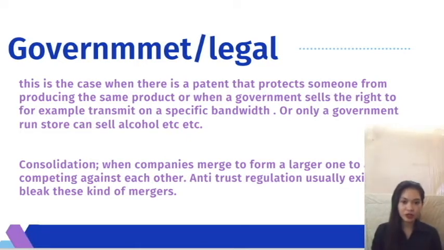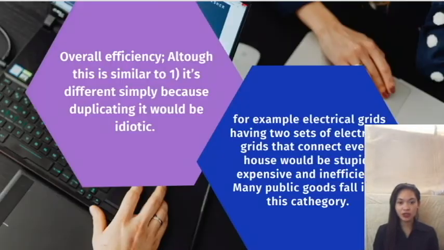Consolidation is when companies merge to form a larger one to avoid competing against each other. Antitrust regulation usually exists to block this kind of merger. Overall efficiency through this is similar to natural monopoly, because duplicating would be idiotic, for example, an electrical grid. Having two sets of electrical grids that connect every house would be stupid and expensive.